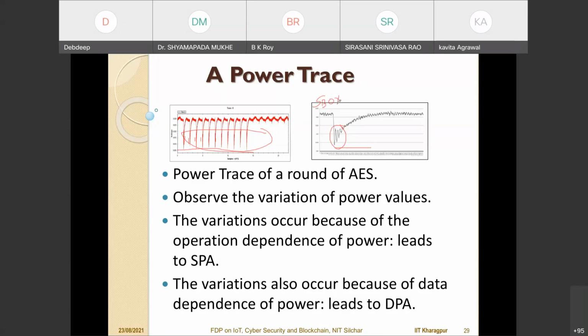You can see that the variations are occurring because, as I said, the power consumption depends not only on the operations, but also on the underlying data. So if the SPA works, it works because the power consumption depends upon the operations, say the S box and maybe the mixed columns. The S box is the nonlinear part of the cipher. The following part is the mixed column, which is the linear part of the cipher, and they have different power consumption. So if the power consumption variation because of the operations were to reveal the secret key, that would be an example of a simple power attack.